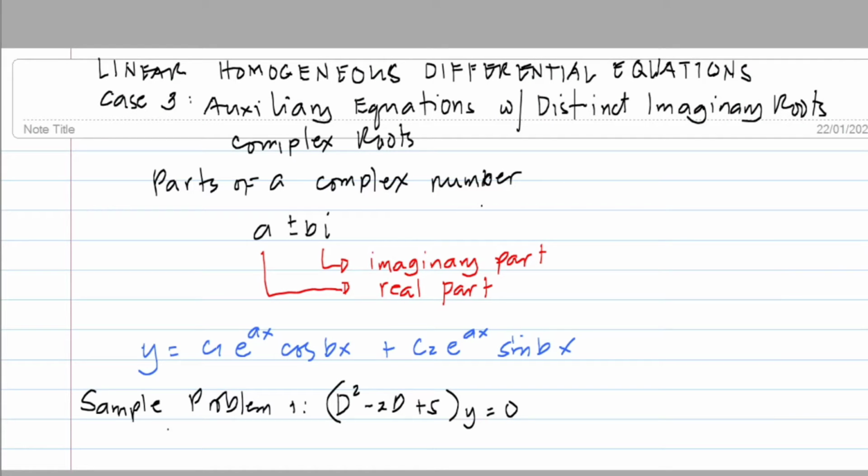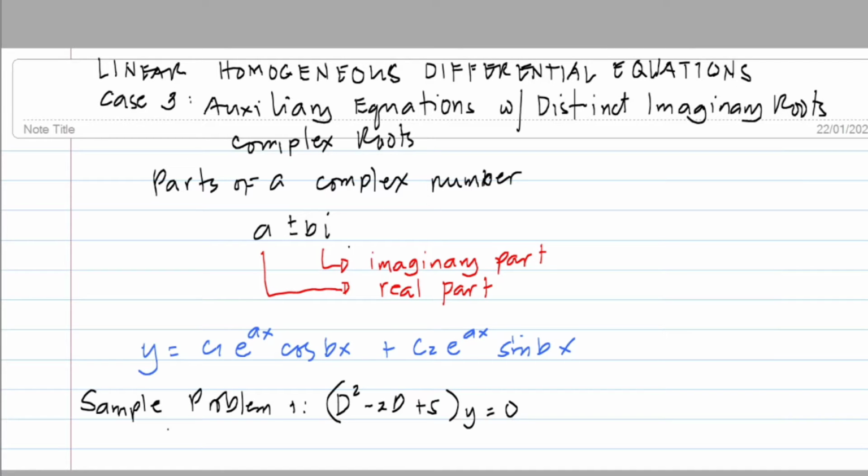Sa aking mga previous videos, napag-usapan natin yung linear homogeneous differential equations na case 1, which is the auxiliary equation with distinct roots, and case 2, auxiliary equations with repeated roots. Ngayon, pag-usapan naman natin yung case 3, which is auxiliary equations with distinct imaginary roots o yung may complex roots.